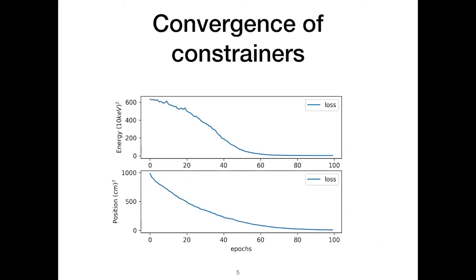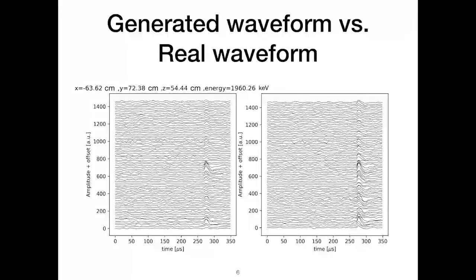Now the training history. If we have a look at the convergence of the constrainer, we can see that both the difference in position and in energy decrease and approach 0. That's good. That's what we expected. So how well are they trained? Here is an example. Now the generator will create the waveform on the left, receiving these parameters on the top. The result, in my opinion, is very optimistic.